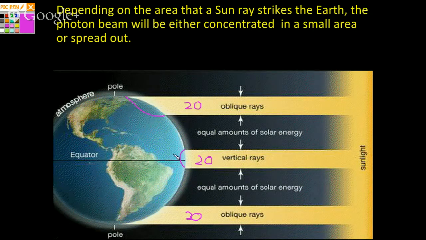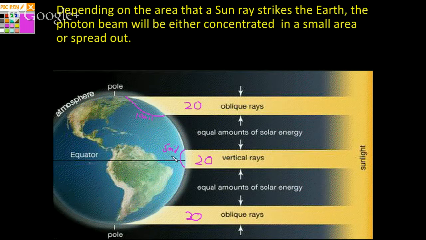Now let's say this ray strikes over an area that is 5 million square miles. And this ray strikes an area that's 10 million square miles. So now these rays are identical in strength. Each one carries with it 20 million photons. This one, however, is striking over an area that's 10 million square miles in size, and this one is striking over an area that's only 5 million square miles in size.